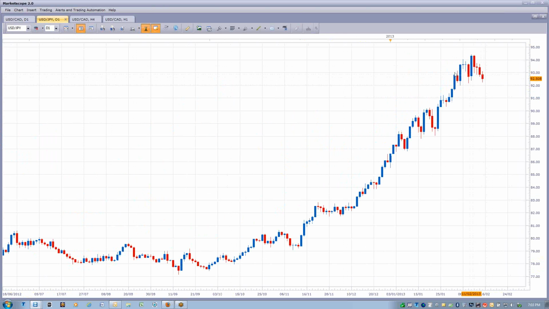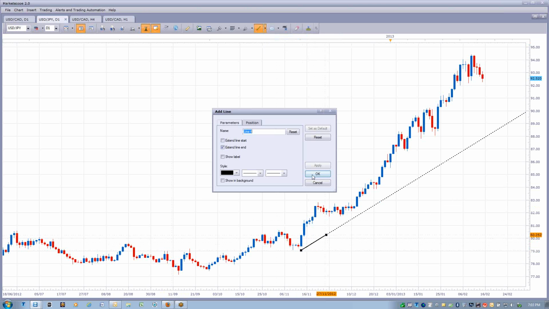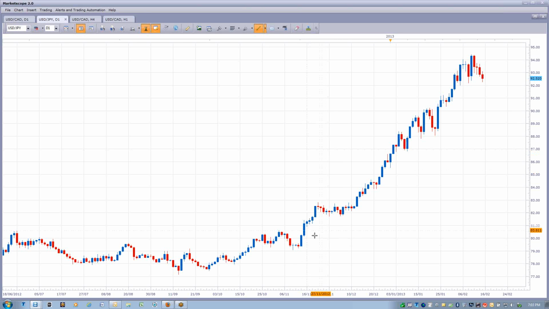So it's lower lows, lower highs. The candle's a little bit bigger. It looks like the selling strength is a little bit stronger. So these are the things that I'm seeing. Let me just tidy that up.